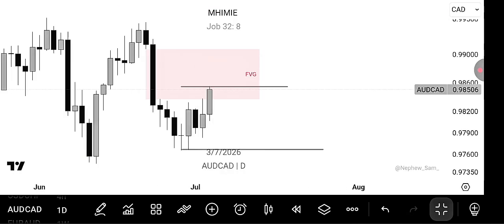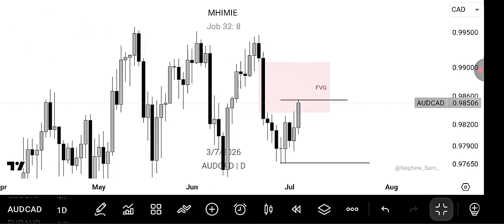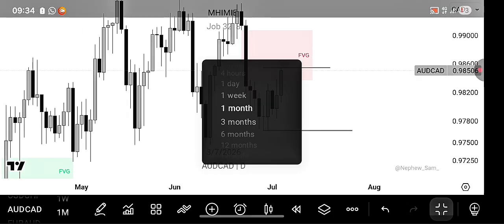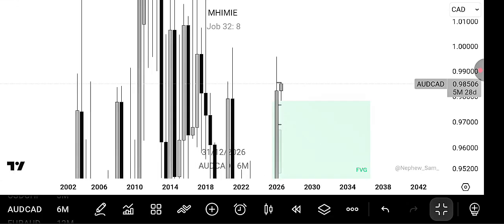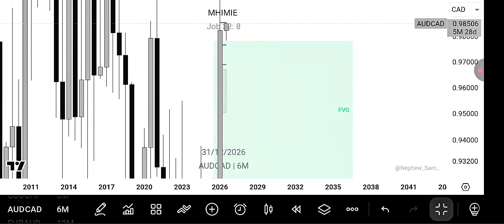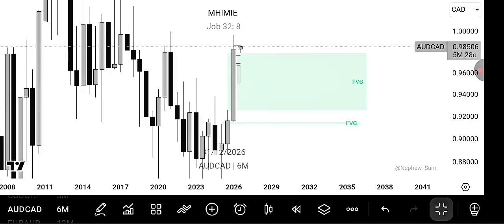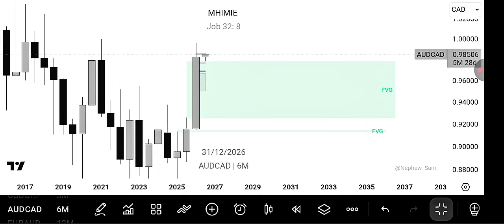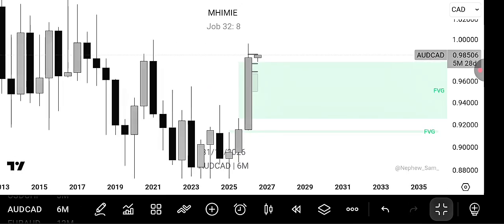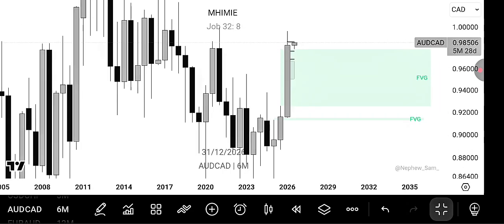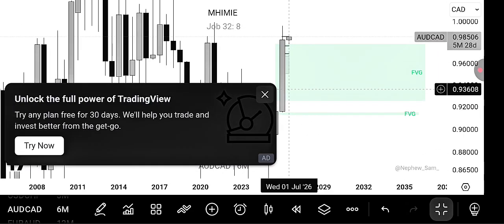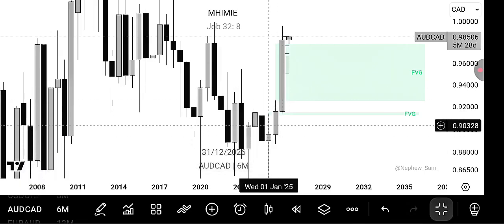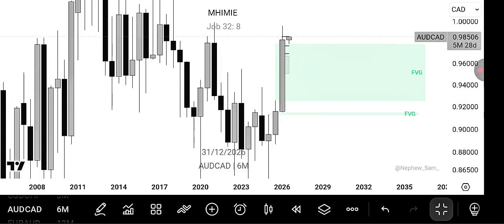Now AUD CAD, I think we've done that for AUD CAD, right? Okay, let's see if we've done that. Okay, I don't think so. Now for the 6 month time frame, AUD CAD and AUD USD seem kind of correlated in a way. Well, let's just see how it looks. Close with a body, bullish candle, power of 3 completed, right here, break of structure.